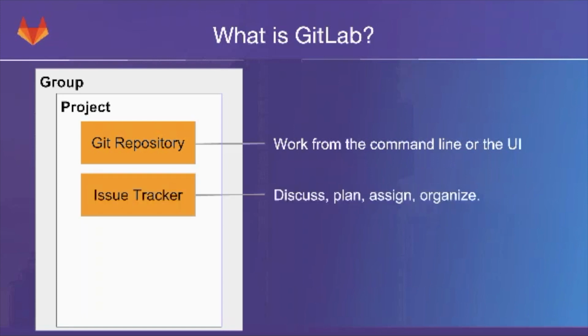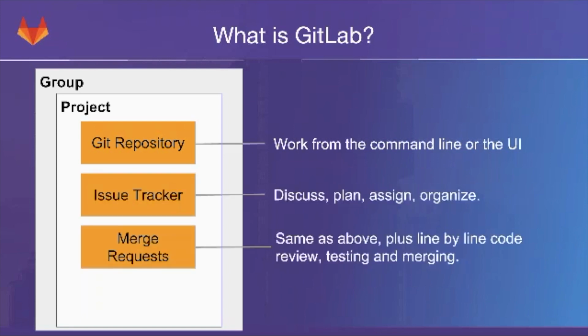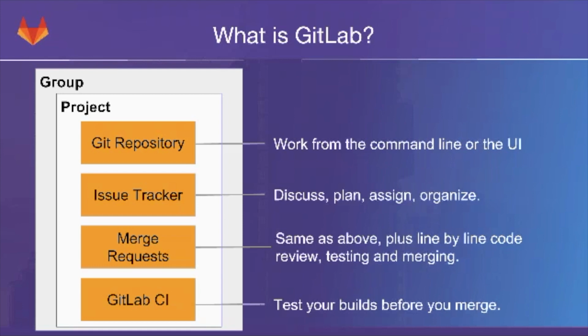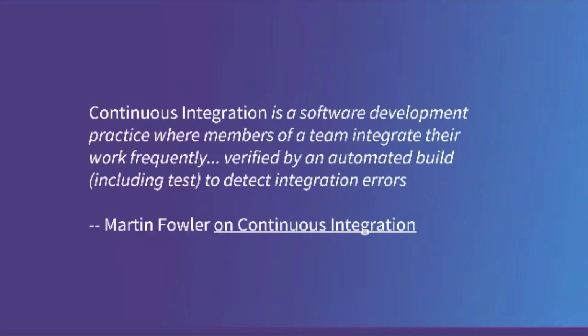Since GitLab 8.0, CI is a part of the GitLab platform. GitLab CI is an easy-to-use continuous integration and deployment tool. Continuous integration has become a pretty popular term in recent years. Martin Fowler has famously been a champion of this practice. Continuous integration is a software development practice where members of a team integrate their work frequently, and this process is verified by automated builds to detect integration errors.